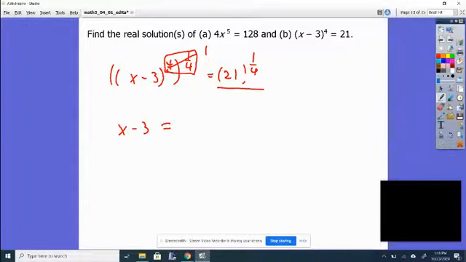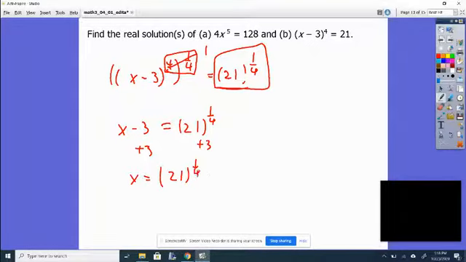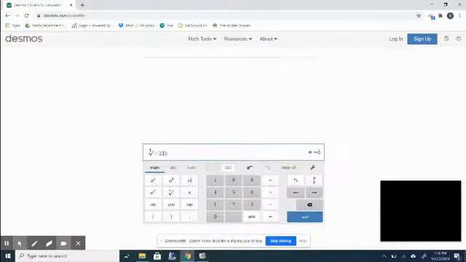Okay, now this is going to give us a nasty gross decimal answer. So don't do it in Desmos yet. Just hold on. Let's do it all in one step. It's going to be nicer for us. Add 3 to both sides. X equals 21 to the 1/4 plus 3. Going over to Desmos.